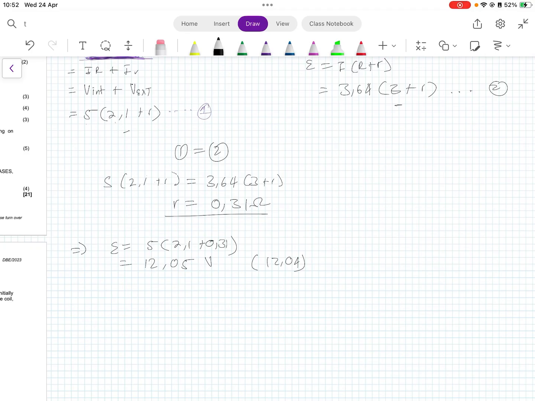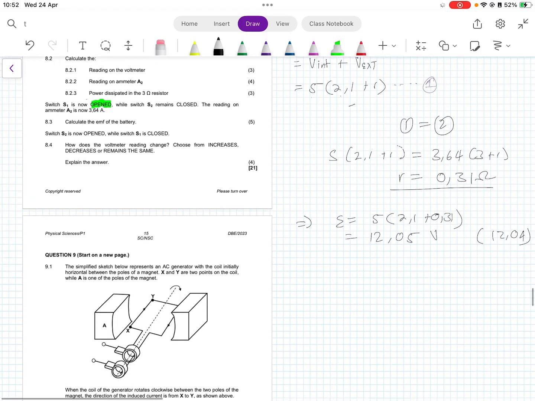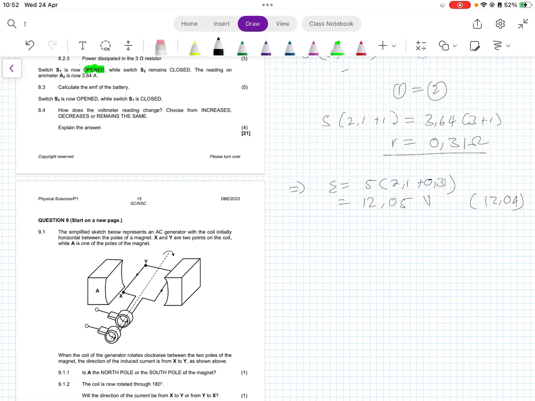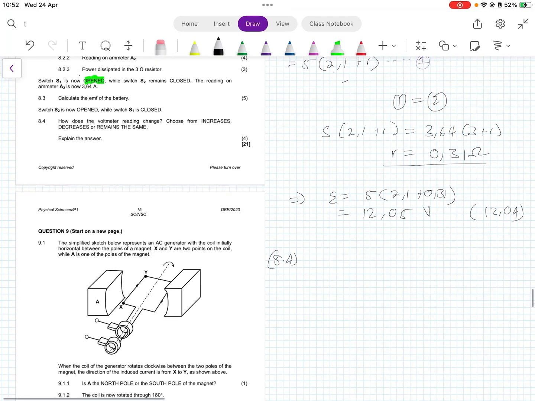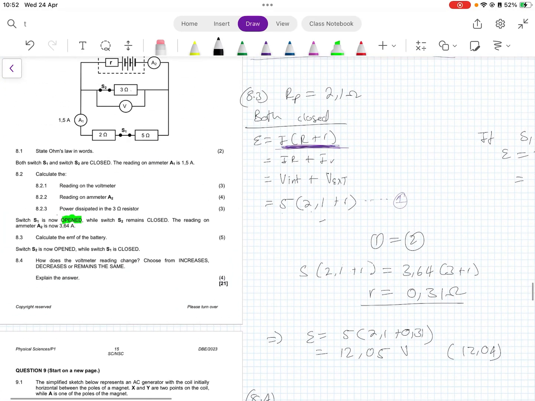Moving forward, let's see, 8.4. Now, switch S2 is opened while S1 is closed. How does the voltmeter reading change? Choose from increases, decreases, or remains the same.